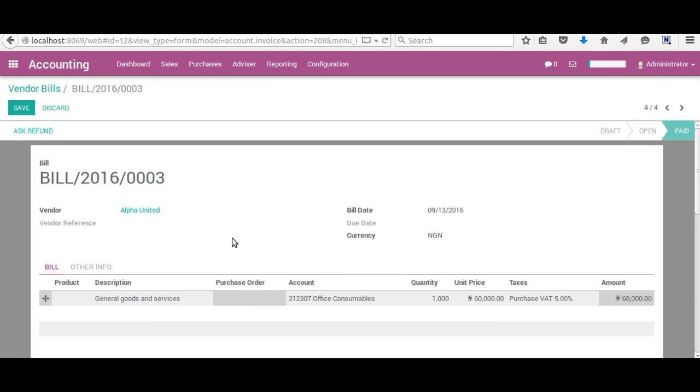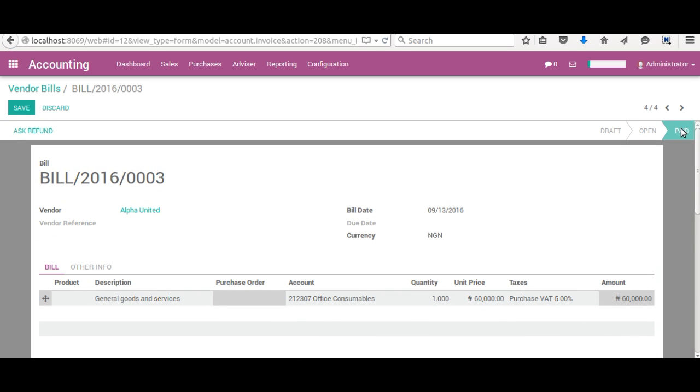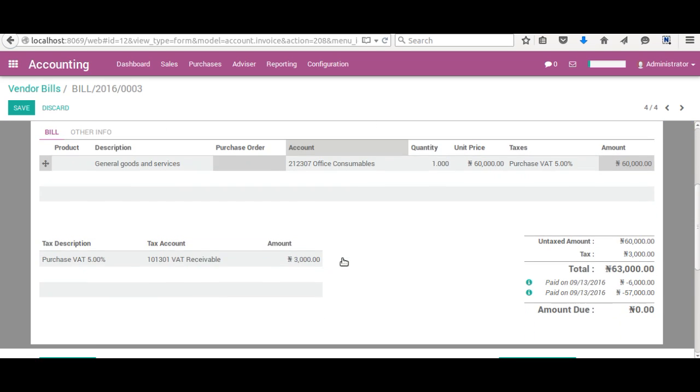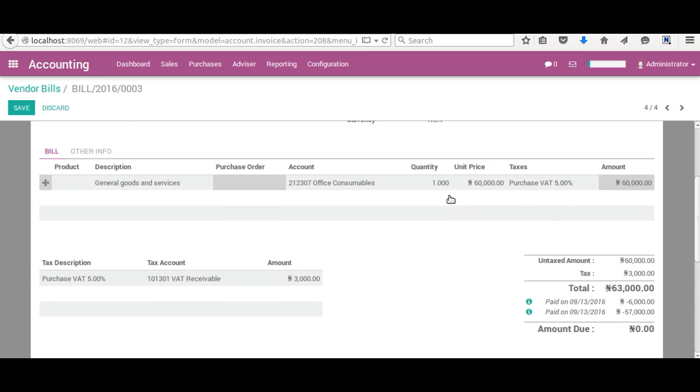So presumably, I have been able to take, you see that invoice is marked as paid. Okay, and we can check there's no amount due on this invoice. So that was the 57,000, and then that was the 6,000 that now fully reconciles the invoice of 63,000.